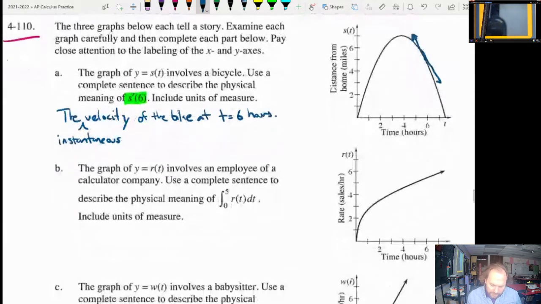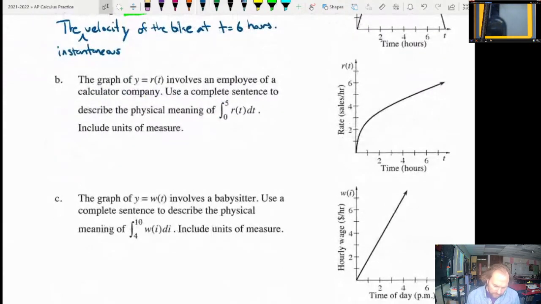Question B, you have the graph of y equals r of t, which involves an employee of a calculator company. Use complete sentences to describe the physical meaning of the integral from 0 to 5 of r of t. Now what's important here is that this is a rate. It's a rate in sales per hour. When we take the integral of a rate, we end up dropping the denominator of that, and we end up with just the top. In this case, the sales of what's going on here.